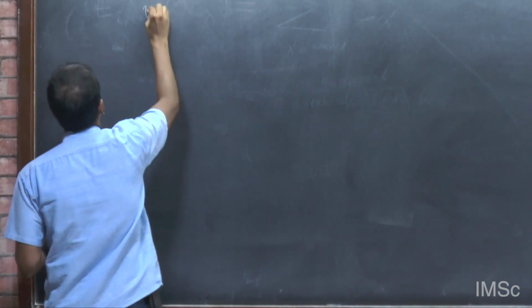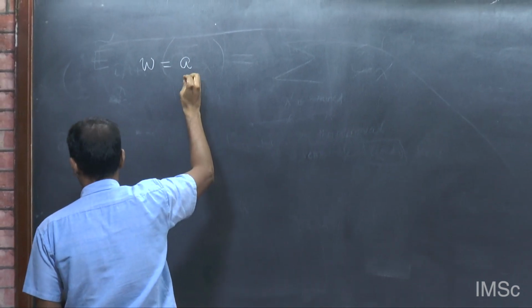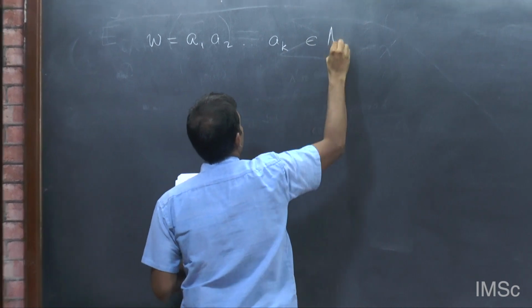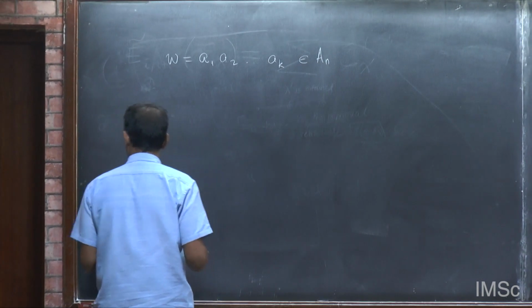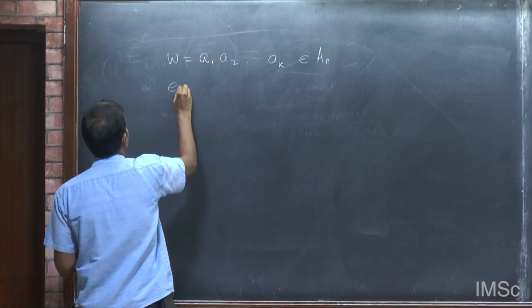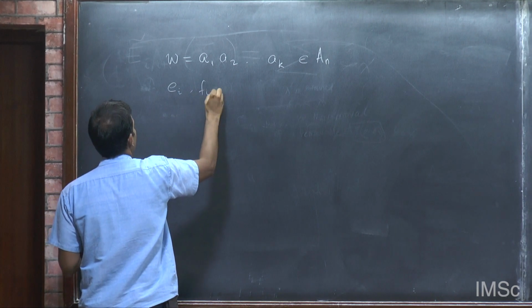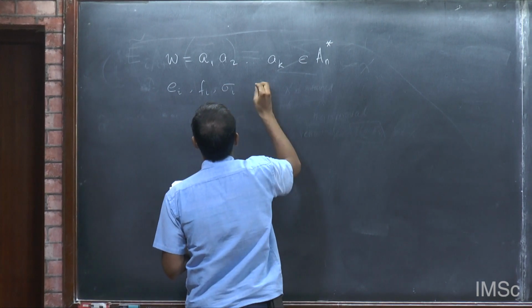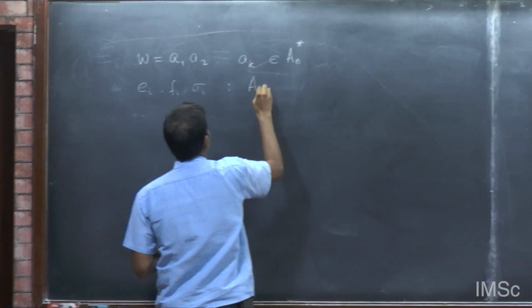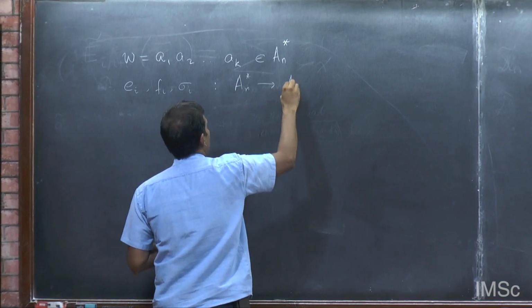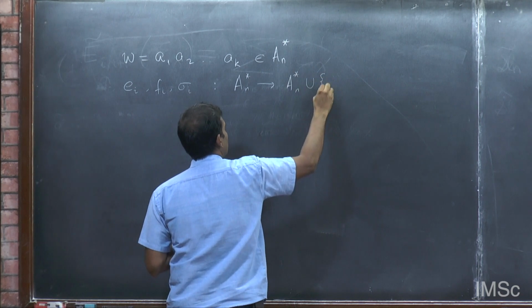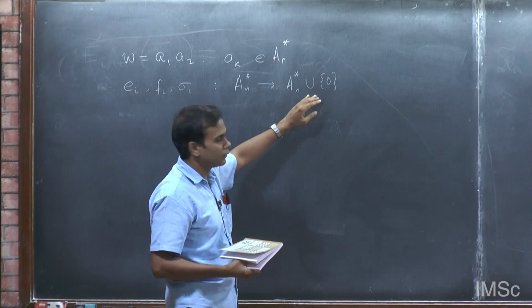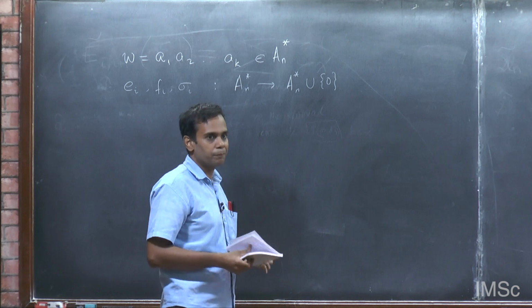So, we have a word w equals a1, a2, ..., ak in A_n, and we are going to define operators e_i, f_i. So, we are going to define three operators e_i, f_i and sigma_i from A_n star to A_n star disjoint union a special symbol which we will call 0. So, this is the case when the crystal operator cannot be applied, so to speak.